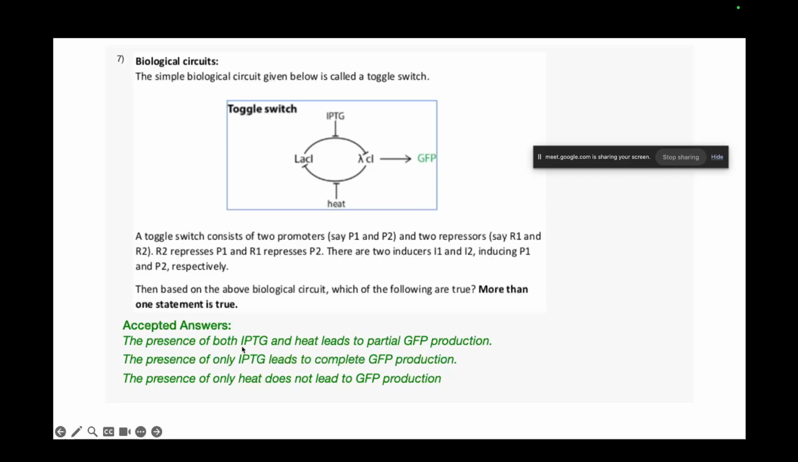So if these are the statements that are true for this particular case, the presence of both IPTG and heat leads to partial GFP production.